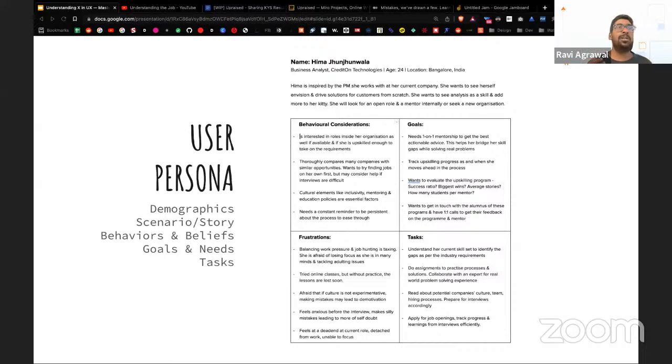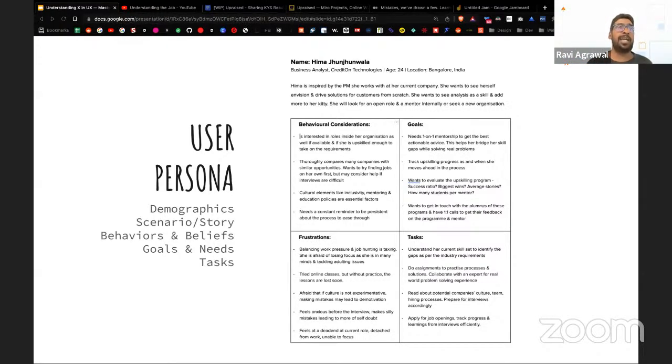Now, what are her behavioral traits, right? She values cultural elements like inclusivity, mentoring, and education policies, and these make or break the deal for her. She needs a constant reminder to be persistent about the process to actually ease through. These are some of the behavioral considerations. What are her goals? She needs one-on-one mentorship to get the best actionable advice. She needs to track her upskilling progress as she moves ahead in the process. These are some of the needs and goals that she has, right?